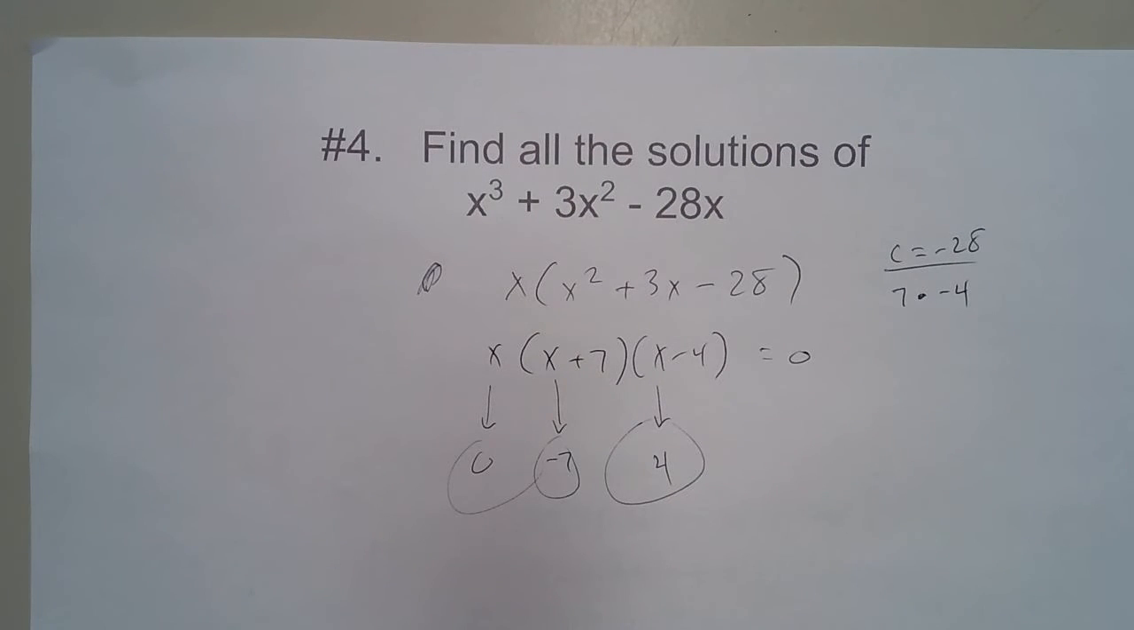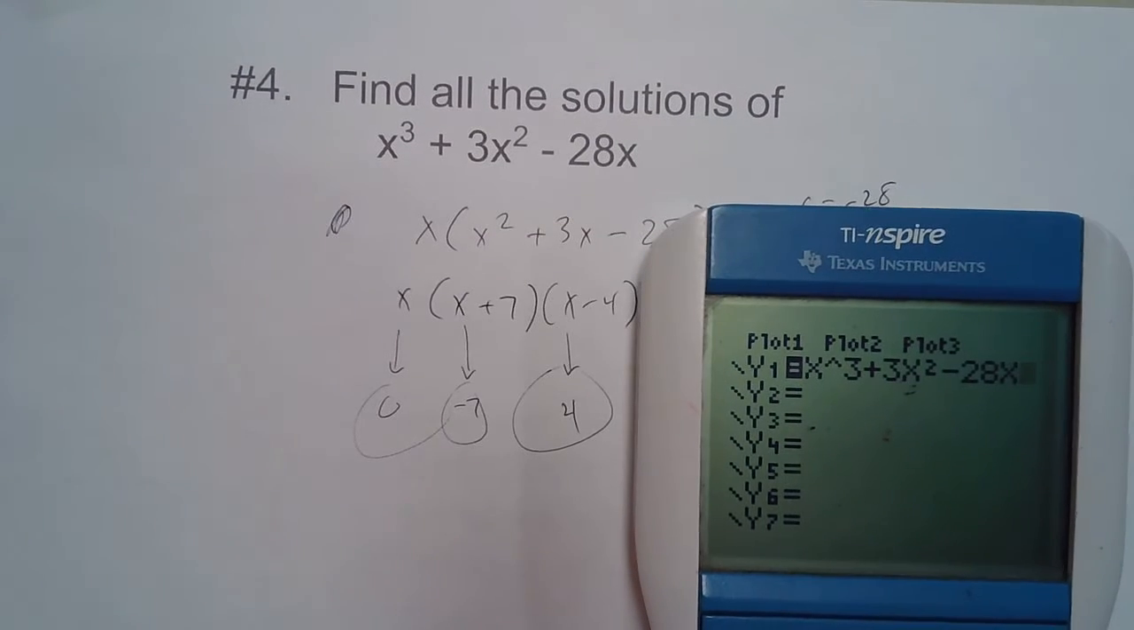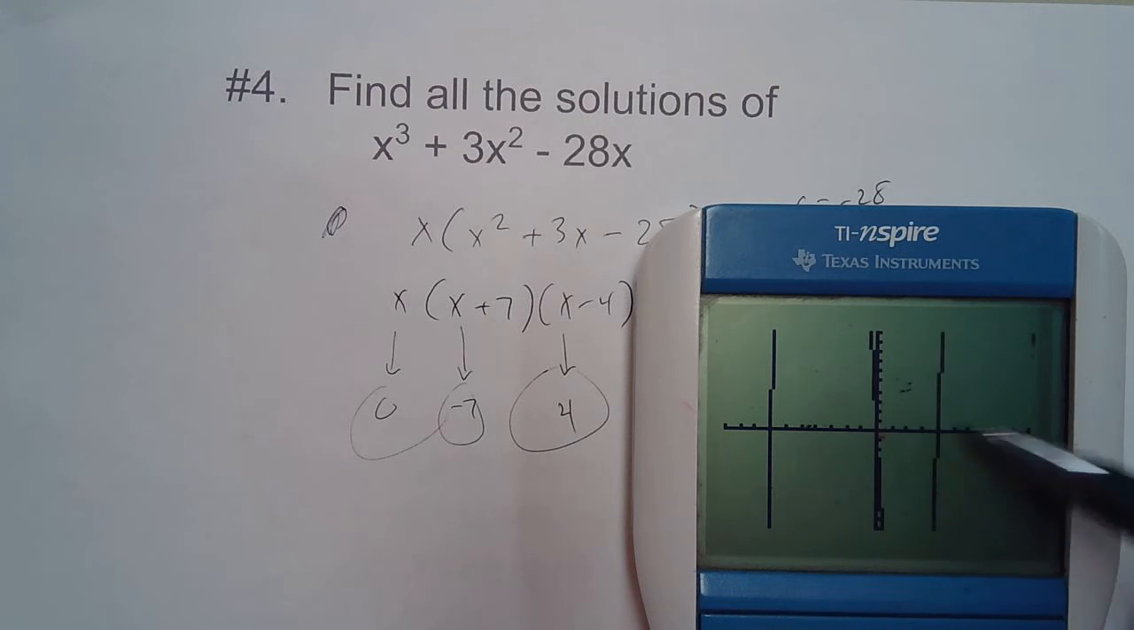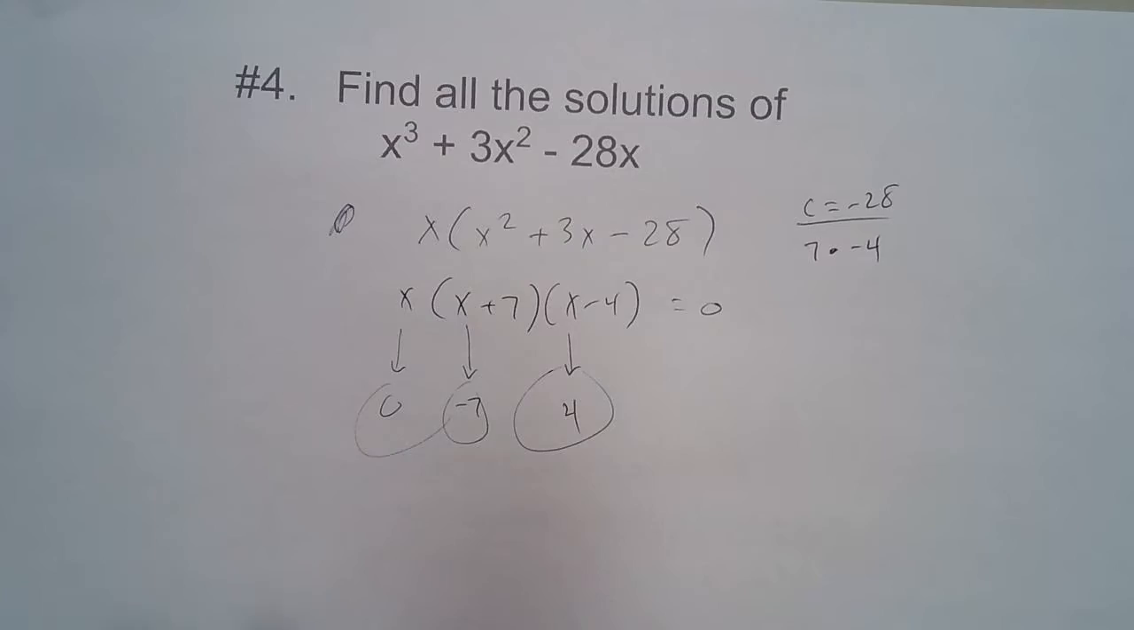You could also find them by graphing. There's absolutely nothing wrong with graphing, but factoring is generally considered the best starting skill because graphing isn't always going to give you everything you want. But in this case, since they are all whole numbers, we will just see this graph crosses at -7, 0, 4. So that's an easy check to make sure you're right. All right, so that one's not that bad.